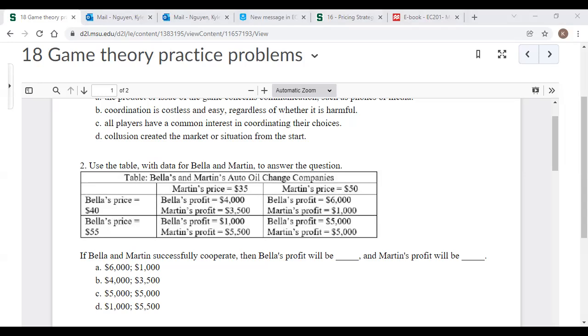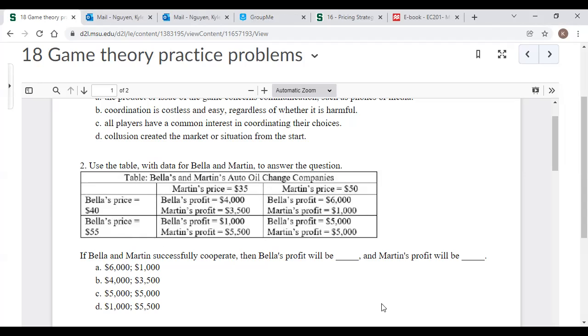Okay, so what you need to understand about a coordination game is that both players need to do the exact same thing. And it doesn't have to mean identical things. Like in this case, it'd either be both raising their prices, even though they raise their prices at different rates, or both lowering their prices, even though they don't lower their prices at the same rate. That's why, let's say Martin raises his price to 50, but Bella raises it to 55. So the general gist is either lowering or raising prices.